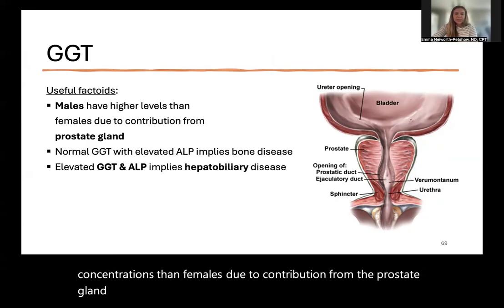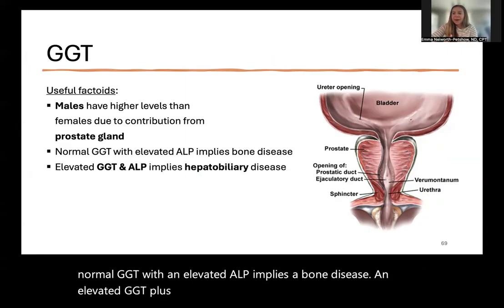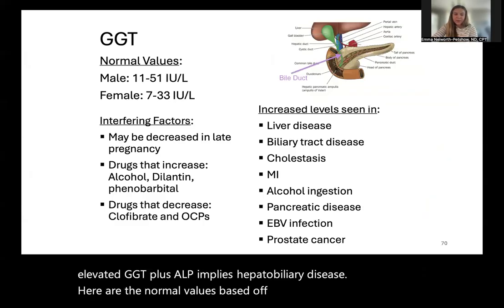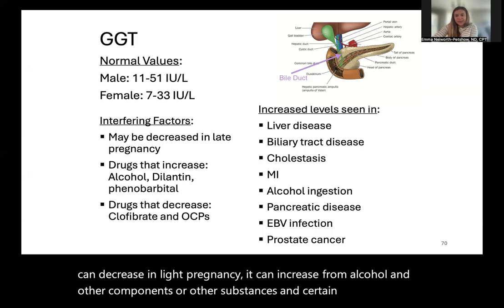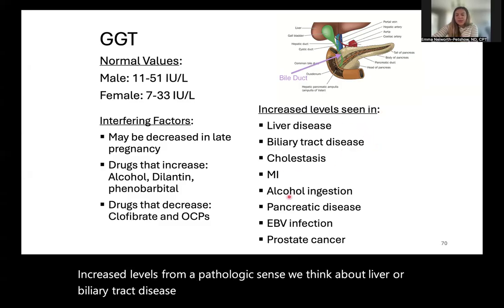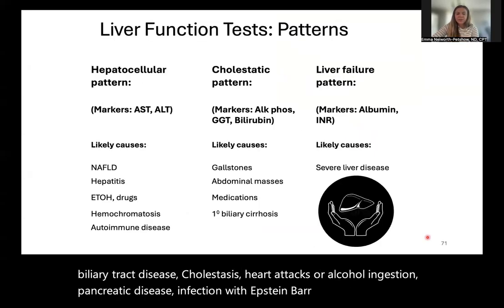Some useful information. AMAB individuals have higher concentrations than females due to contribution from the prostate gland. So if prostate is present, there can be an increased level. A normal GGT with an elevated ALP implies a bone disease. An elevated GGT plus ALP implies a hepatobiliary disease. Here are the normal values based off of gender assigned at birth. It can decrease in late pregnancy. It can increase from alcohol and other substances, and certain drugs can also decrease it. Increased levels from a pathologic sense, we think about liver or biliary tract disease, cholestasis, heart attacks or alcohol ingestion, pancreatic disease, infection with Epstein-Barr, and prostate cancer.